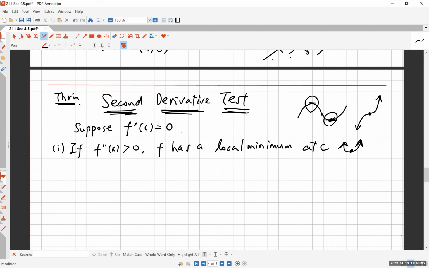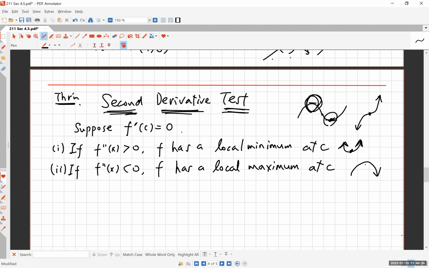Yeah, happy. All right. And then second, if f double prime is negative, okay, so that means concavity is down, that we're talking about something like this, then f has a local maximum at C. Graph looks like this. Here's a point. All right. And so this is the maximum point.